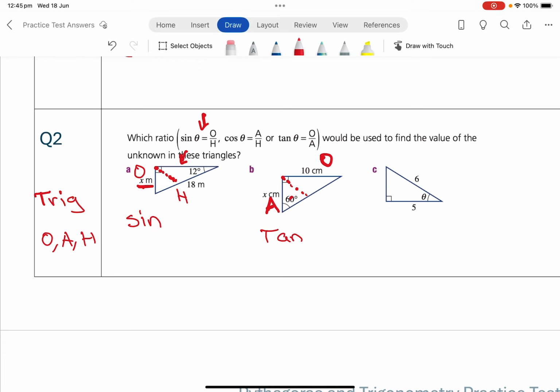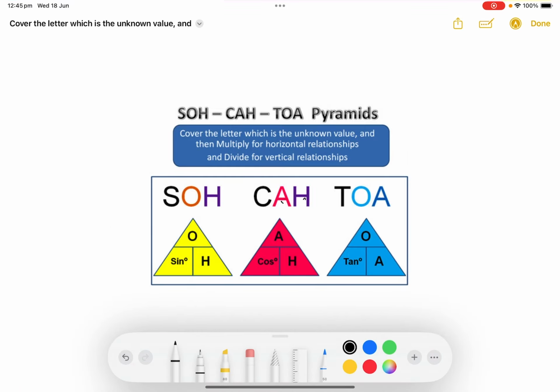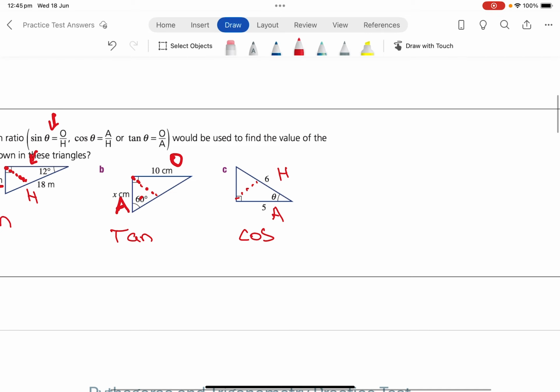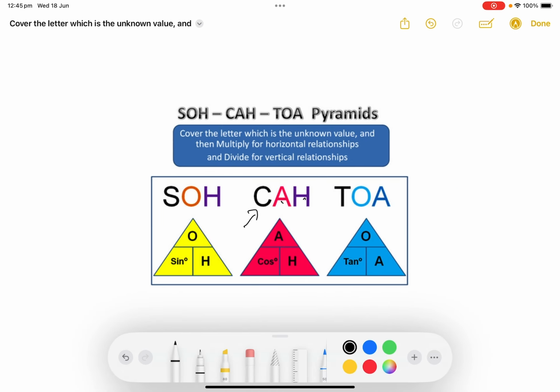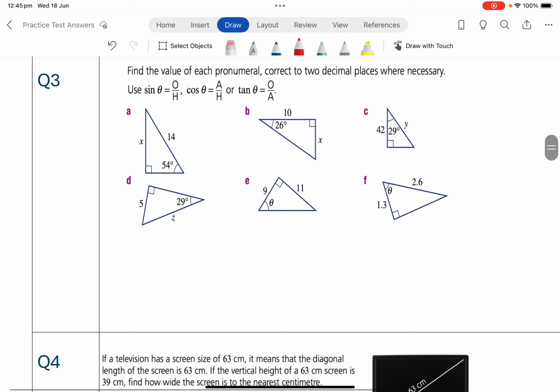Last one here, we've got the hypotenuse side there. It's diagonally opposite. And this side here is touching the angle. It is not facing the angle. So this side here is adjacent. With A and H in SOH CAH TOA, A and H can be seen in the CAH. So we have cos from CAH. Because remember, the C in CAH stands for cos. Okay. All right. 2 questions down.